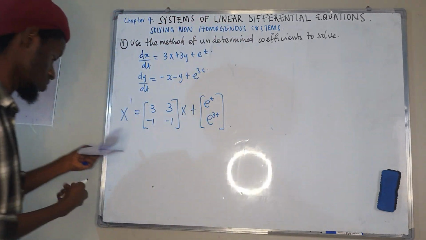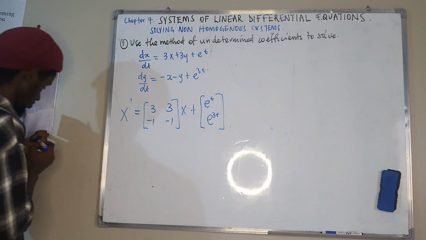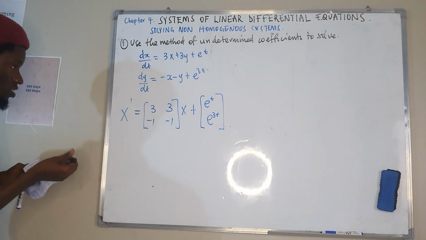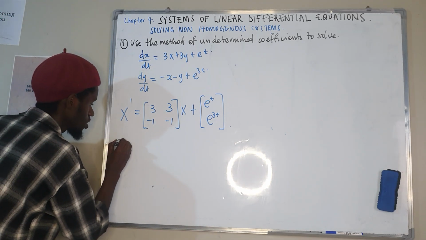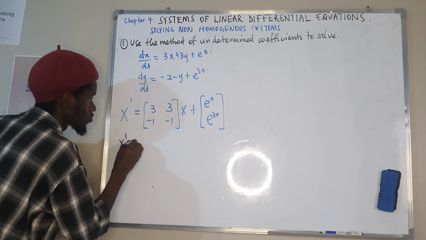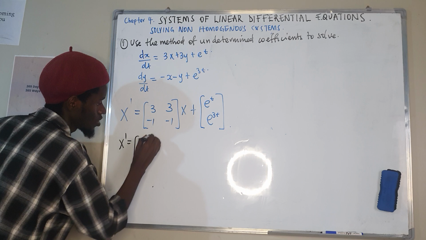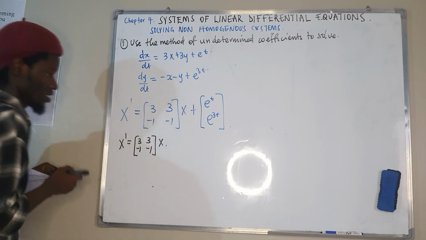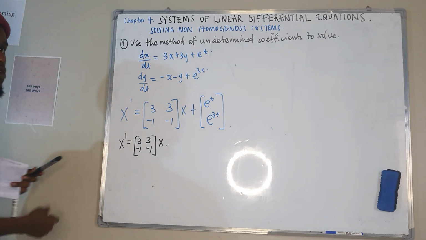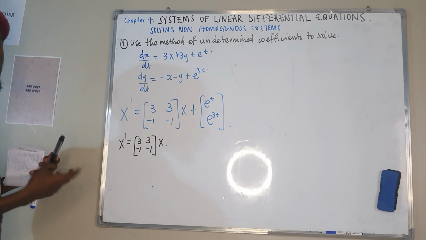How do I solve the homogeneous system? I'm solving something like x prime equals A x. My A is now [[3, 3], [-1, -1]]. When we are solving a homogeneous system like this, we solve it using eigenvalues and eigenvectors.